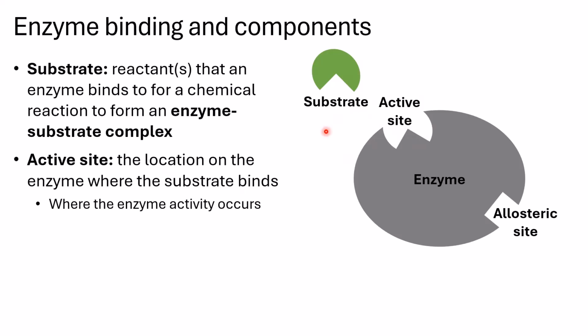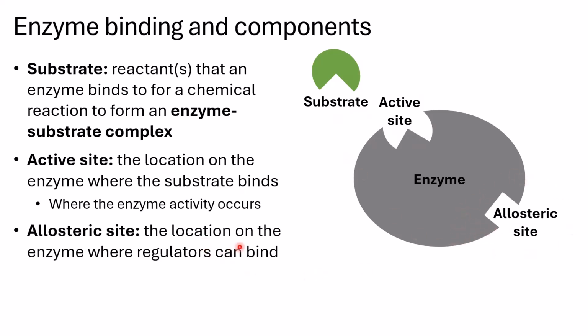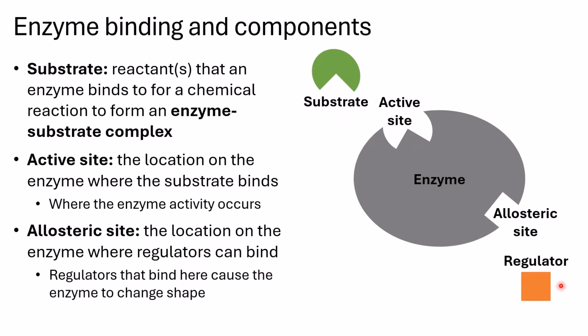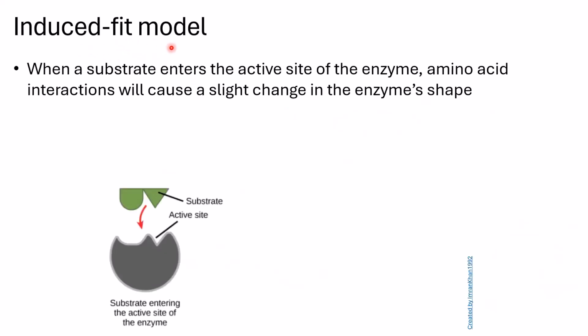Many enzymes also have another area called the allosteric site. This is an area where regulators bind. Regulators can change the overall shape of the enzyme such that the active site binds better or worse to its substrate. We now know that enzymes and substrates bind in an induced fit model. As mentioned, the shape of the active site is determined by the amino acids. However, the way amino acids are arranged can change depending on how they interact with other molecules.